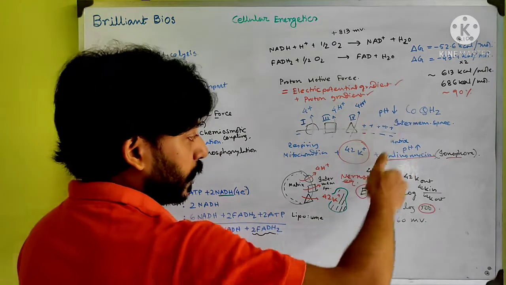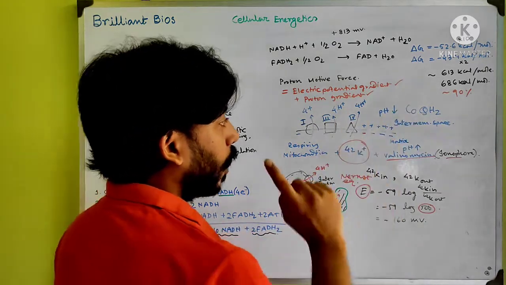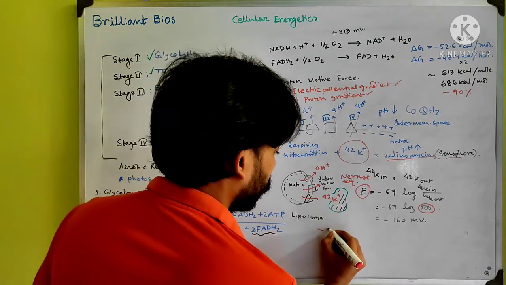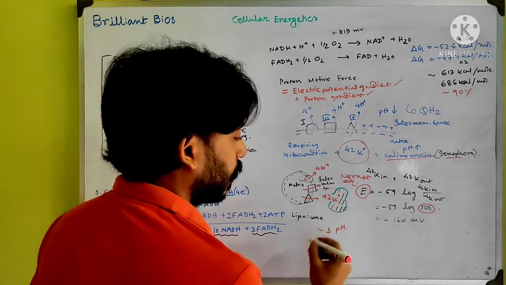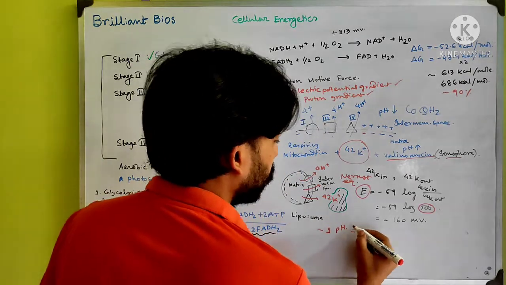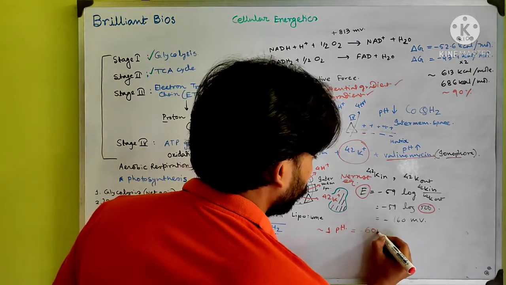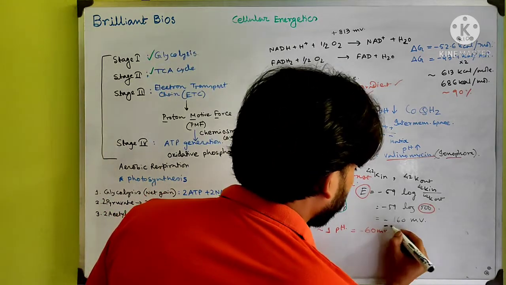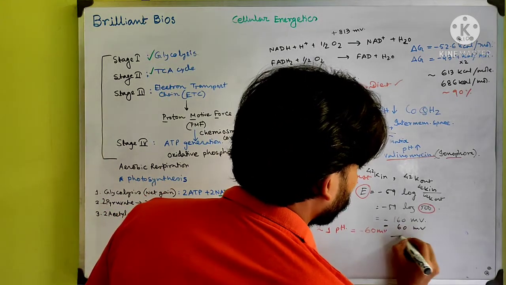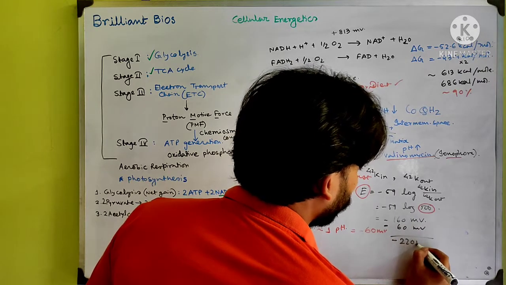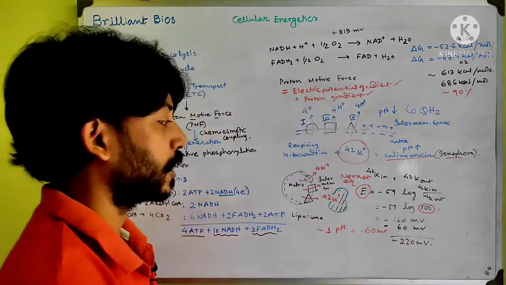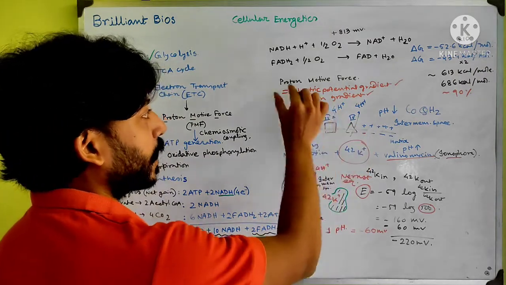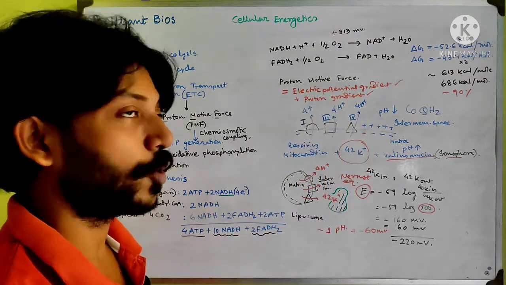Now during these transportations, approximately 1 pH difference occurs, and the value of this 1 pH is approximately minus 60 millivolts. So if we add this value with this 160, we will find approximately 220 millivolts will be generated by proton pumping from complexes 1, 3 and 4, and this helps in the generation of proton motive force.